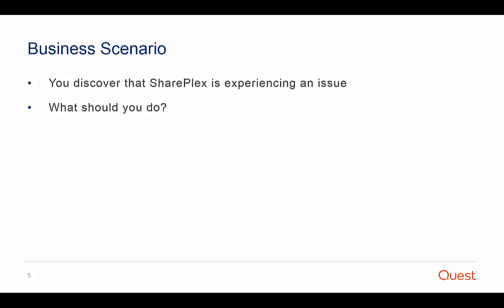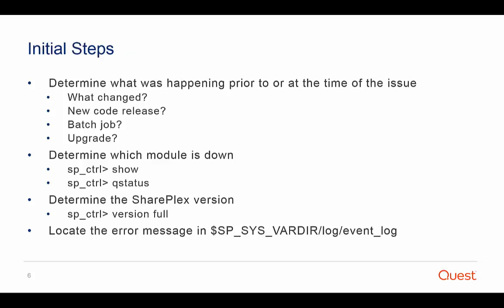Let's say you discover that SharePlex replication is not working. What should you do? First, talk with your source users or DBAs and find out what has been happening on the server prior to the issue. Was anything changed? Was a patch applied? Was Oracle upgraded? Was there some code release or a large batch job?